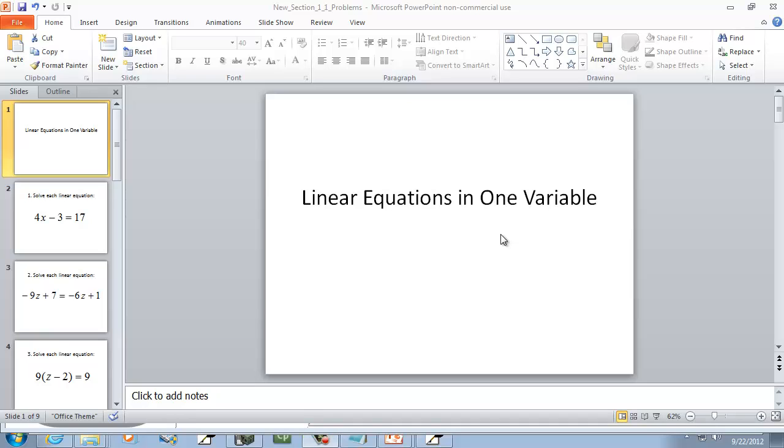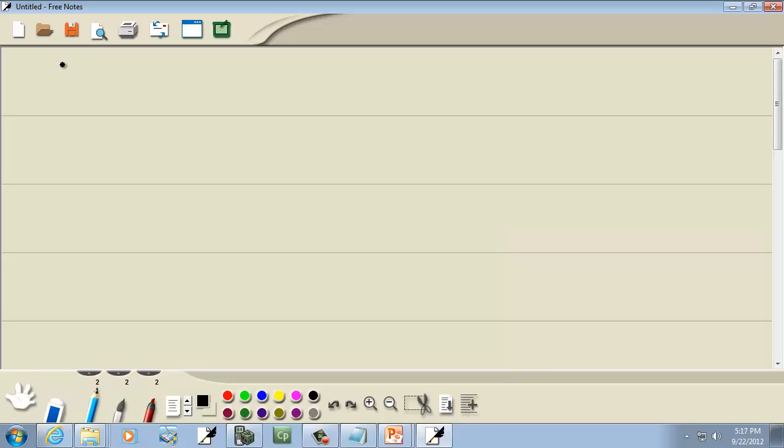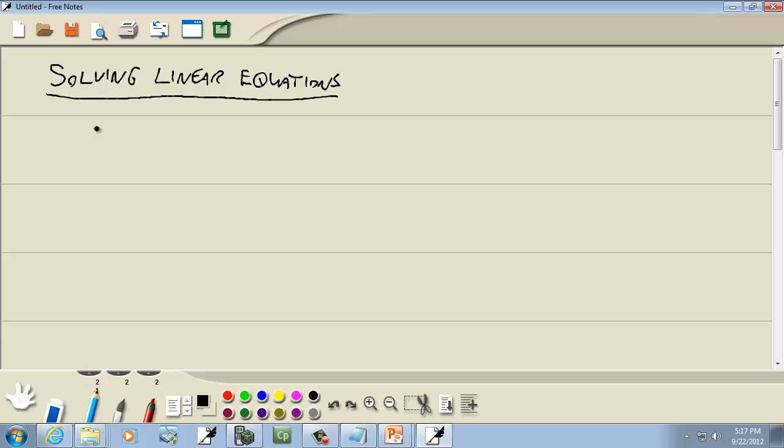Let's take a look at linear equations in one variable. And let me write our steps over here. Solving linear equations. We have a note up at the top. It says at any step, combine like terms and combine numbers.